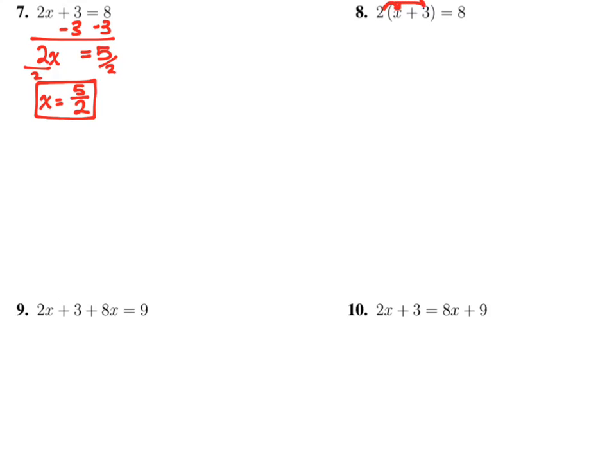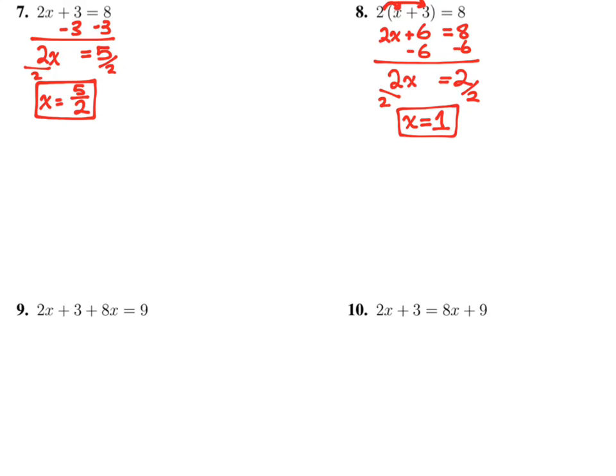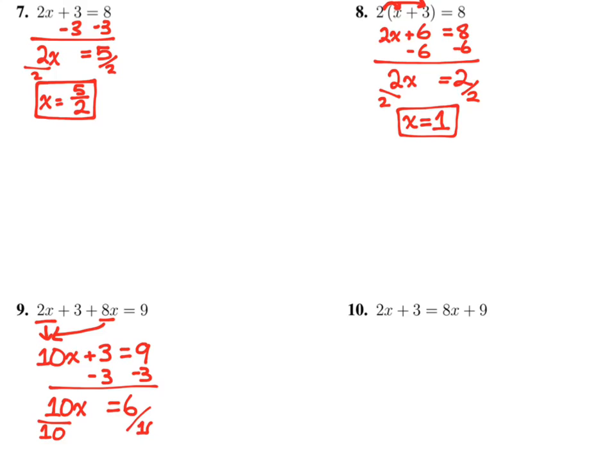Let's look at number 8. The 2 will need to distribute first before you can play equation solving games. Then you get started by subtracting 6, dividing by 2, boom, bada boom, boom, x equals 1. All right, number 9. Let's begin by adding like terms. So 2x and 8x. Then we can go ahead and solve the equation. Boom, chicka boom, and you end up with 3/5.